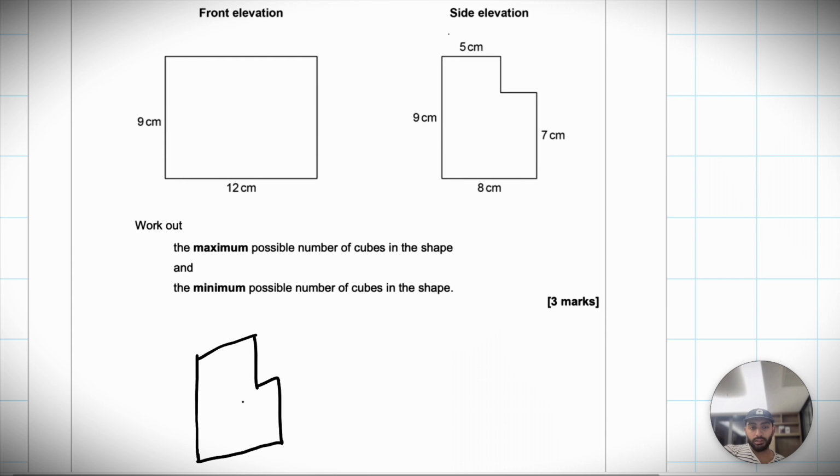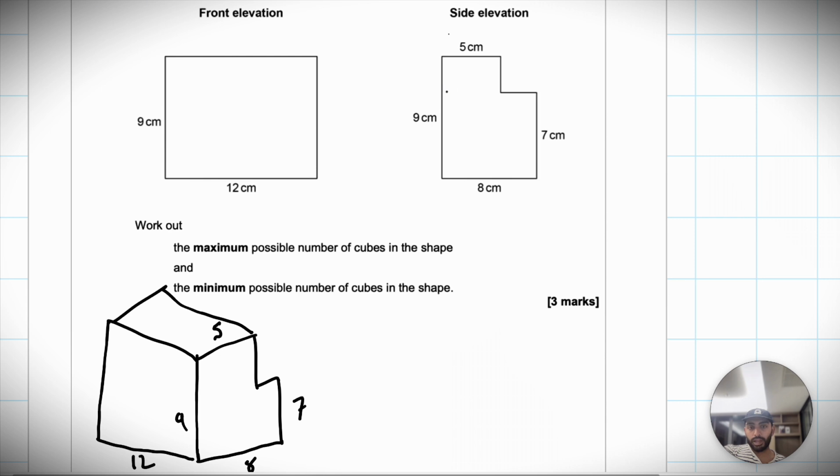This is the side elevation. I'll label the sides. That's 5, that's 7, that's 9, and that's 8. And the front elevation, we've already got the 9, which is this height. That matches up with this one. The depth of this shape would be 12. Really, what we've got here is this compound shape, and it's been repeated 12 centimeters long.